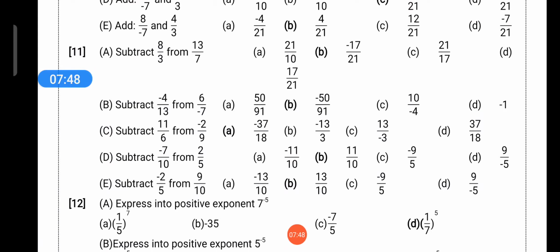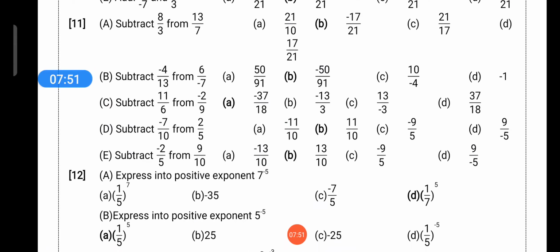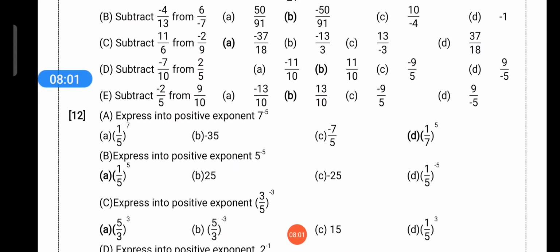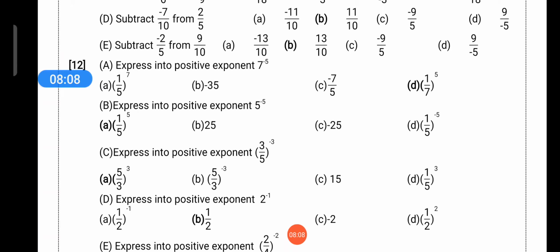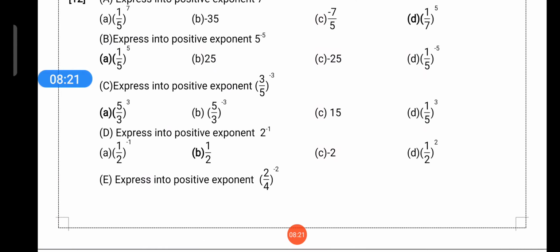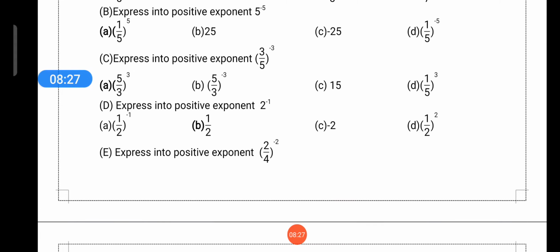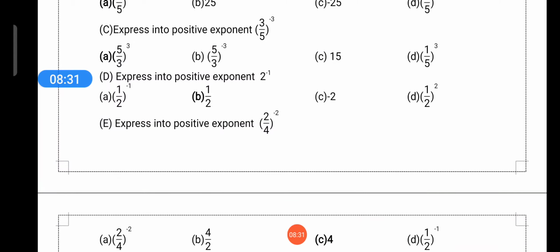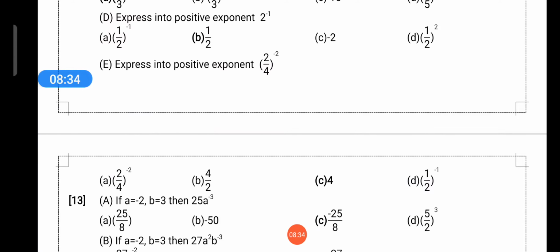Come to question 11. Answer is B, minus 50 upon 91. Answer is A, minus 37 upon 18. Answer B, 11 upon 10. Answer B, 13 upon 10. That is for question number 11. Now question number 12. There is no change in that, all answers are there. 1 upon 7 power 5, answer D. Next, A, 1 upon 5 power 5, C, 5 by 3 power 3, next D, 1 by 2, and the last answer is 4.